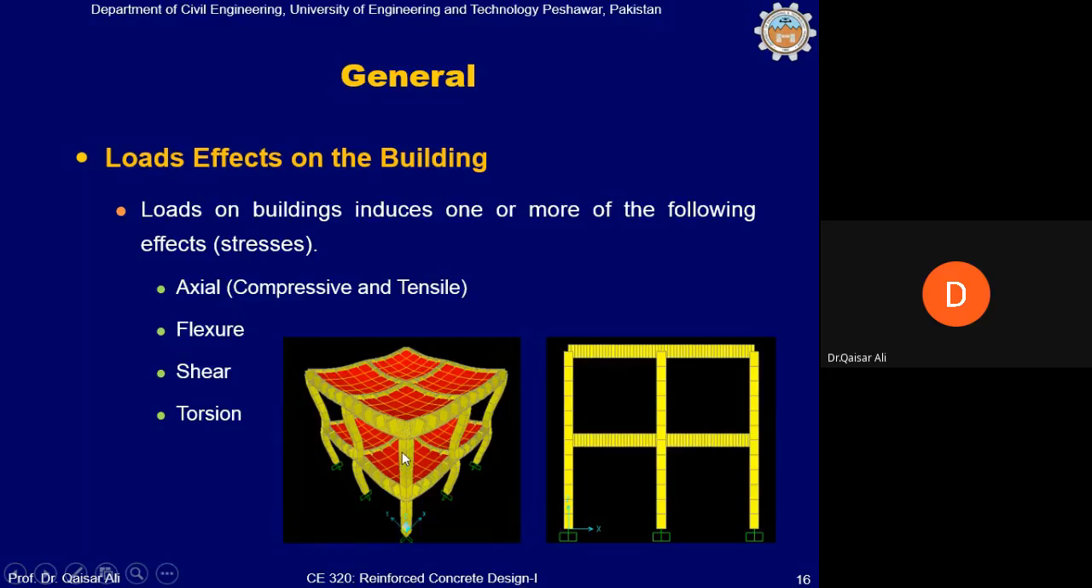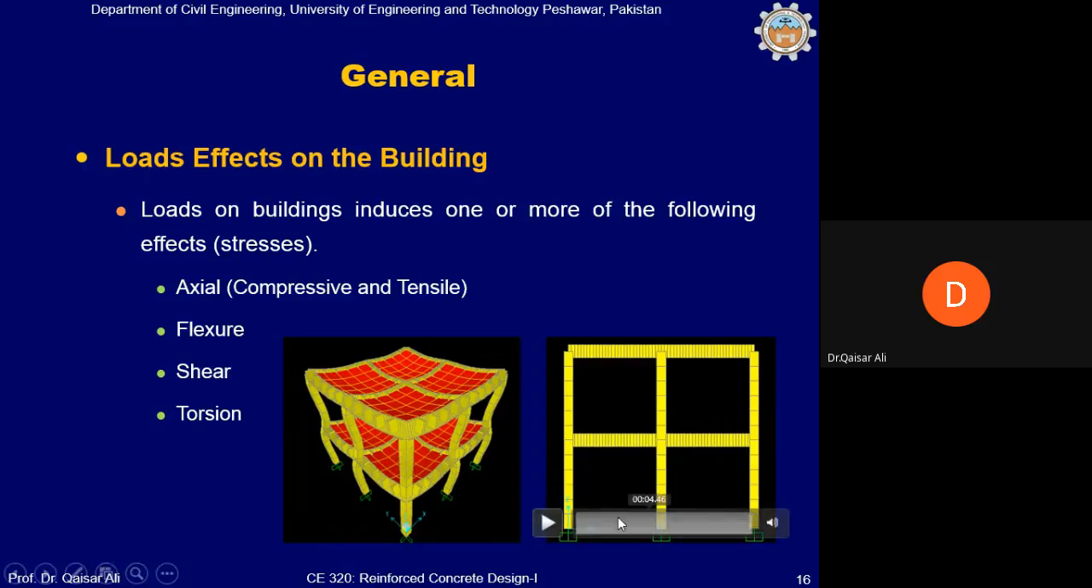So the column will be subjected to axial compression, but the column will also be subjected to flexure stresses and also shear stresses. A column will be subjected to axial, flexure, and shear stresses, and beams will be subjected to flexure and shear stresses. And torsional stresses are also possible sometimes, if a member is subjected to torsion. You will see in the next animation how these different types of stresses are produced in different components.